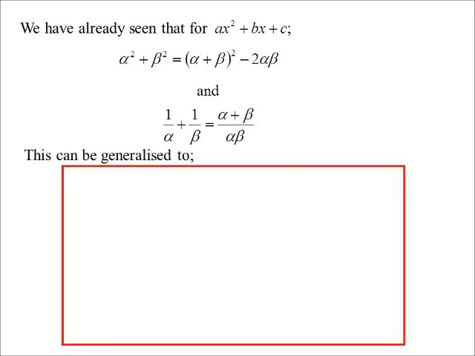So to generalise that one, well, the square one's easy. We can say the sum of the roots squared is equal to the sum of the roots 1 at a time squared minus 2 times the sum of the roots 2 at a time. That's a nice little pattern.